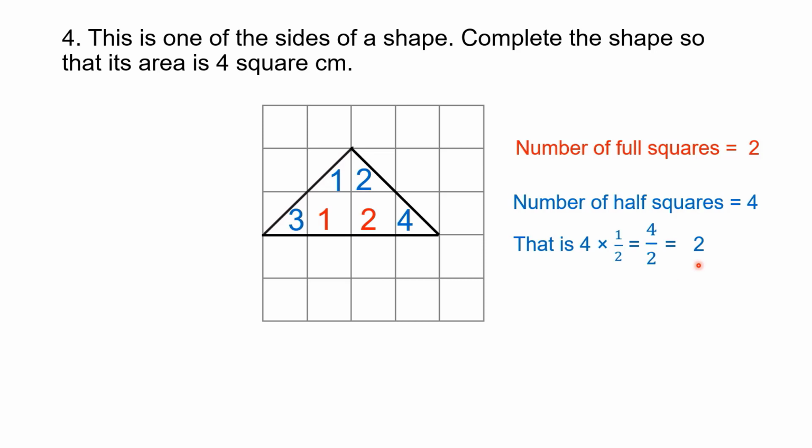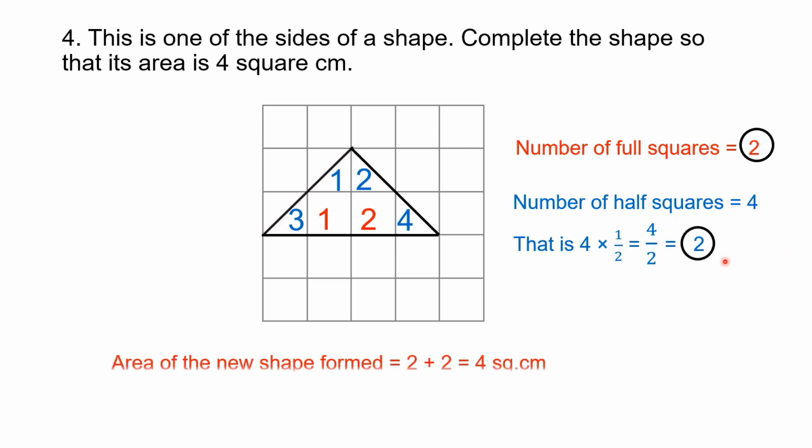Now we have to find the area of this shape. To find the area of the shape, we have to add the number of full squares, 2 plus 2. Area of the new shape formed is 2 plus 2, that is 4 square centimeters. Hence, we have verified that the area of the new shape so formed is 4 square centimeters.